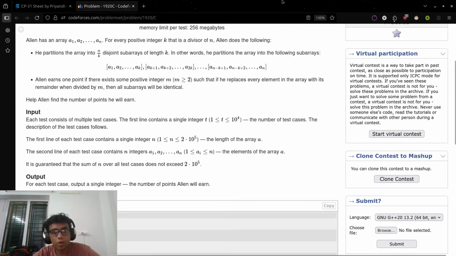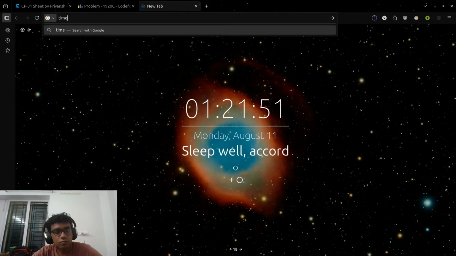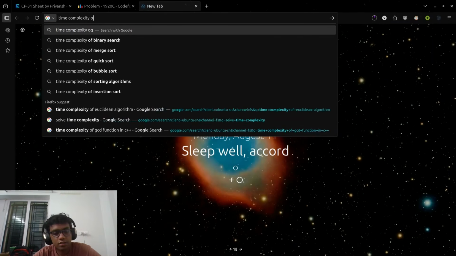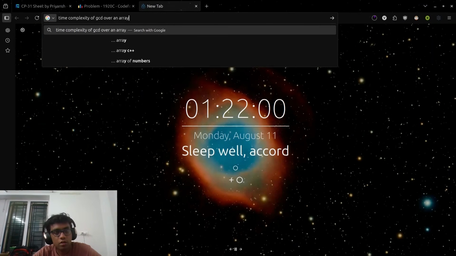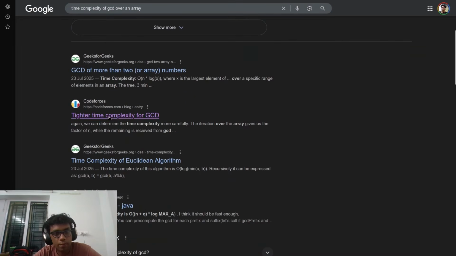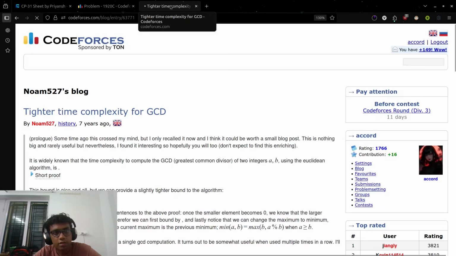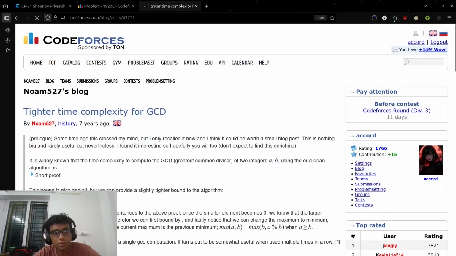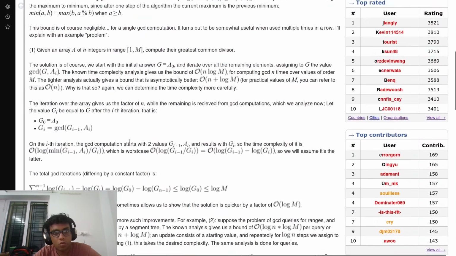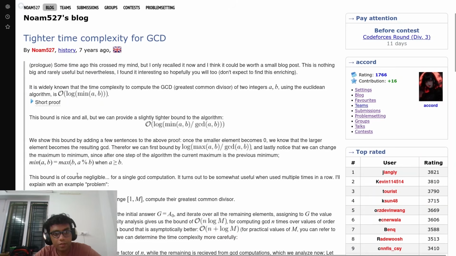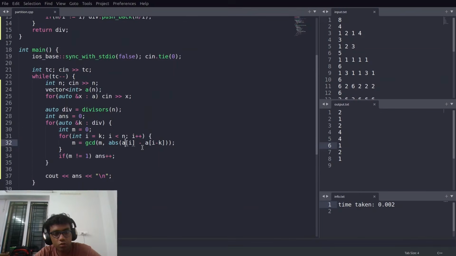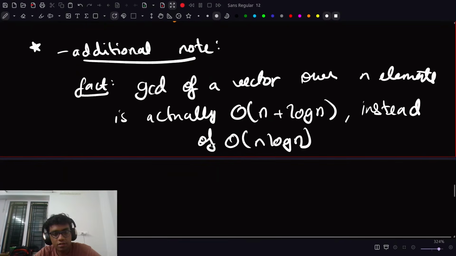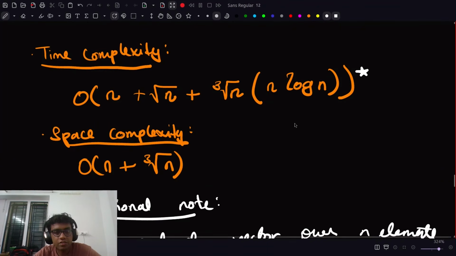And if you want to read more about why this is true, you can search for time complexity of GCD over an array. You can get to this Codeforces blog, tighter time complexity for GCD. It's written by a GM and explains quite well why the time complexity of this is a very specific big O of n plus log n. You can go read that article for the exact analysis. It is more involved in math, and it really does not matter. Even if it was n log n itself, that solution would still pass.